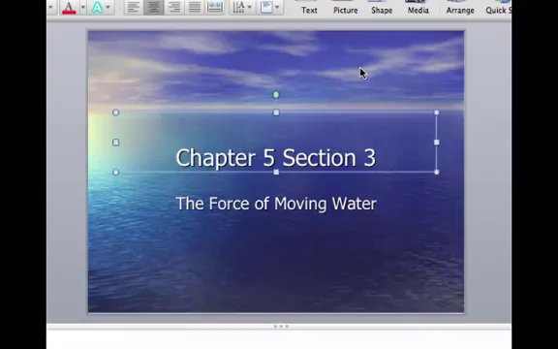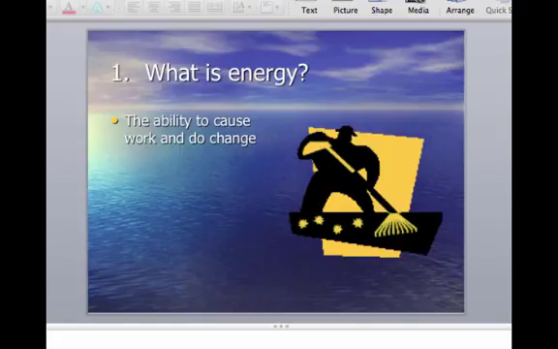This is Chapter 5, Section 3, the force of moving water. So the first thing we're going to talk about is energy. Energy is the ability to do work and cause change. Or in your notes, you're going to put the ability to cause change and do work. So if you don't have energy, you're not going to be able to cause change.